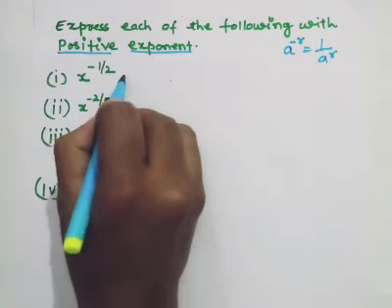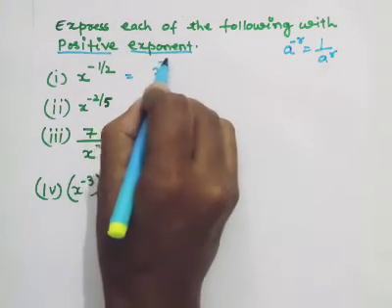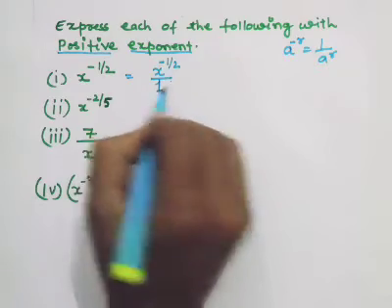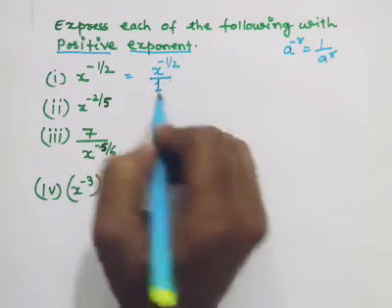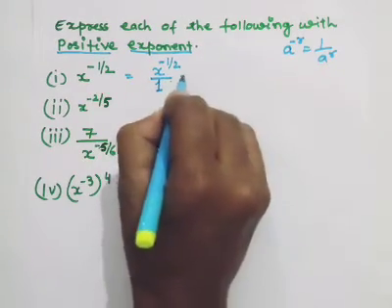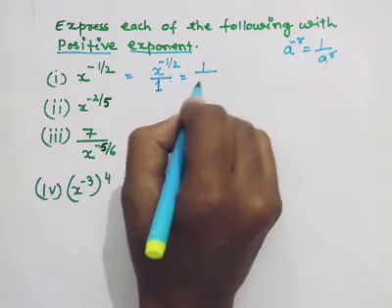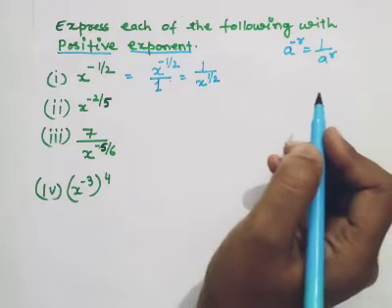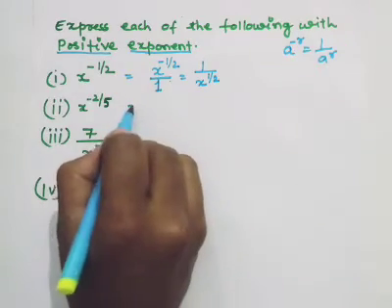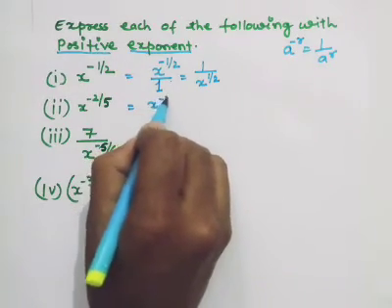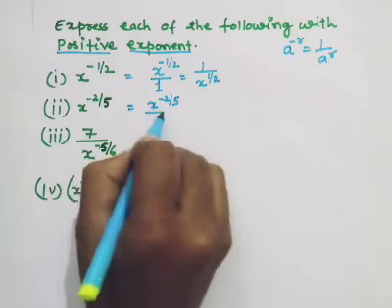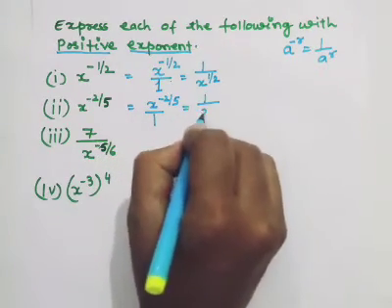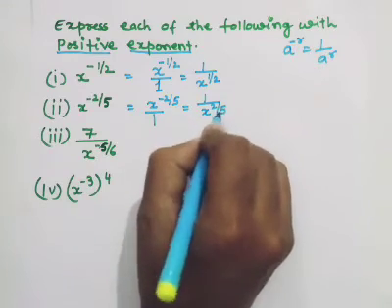So see here, x power minus 1 by 2 can be written as x power minus 1 by 2 by 1. So x is in the numerator. If you bring it to the denominator, the power will become positive. I think you got this. The same thing here, x to the power minus 2 by 5 by 1. This is becoming like this. So this will be 1 by x to the power 2 by 5.